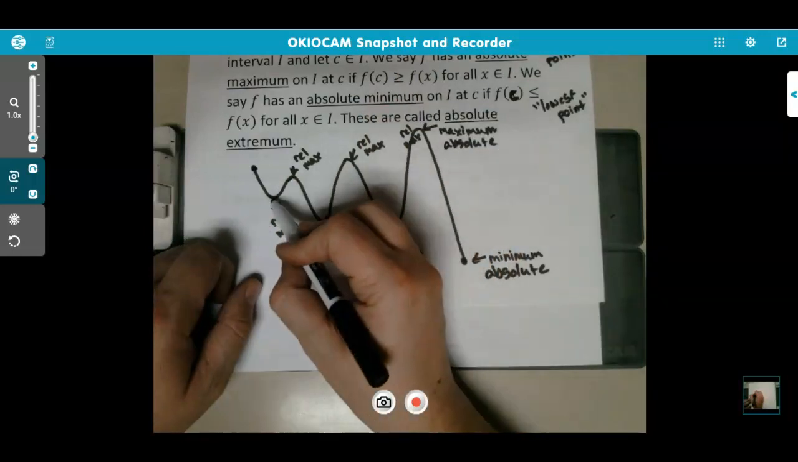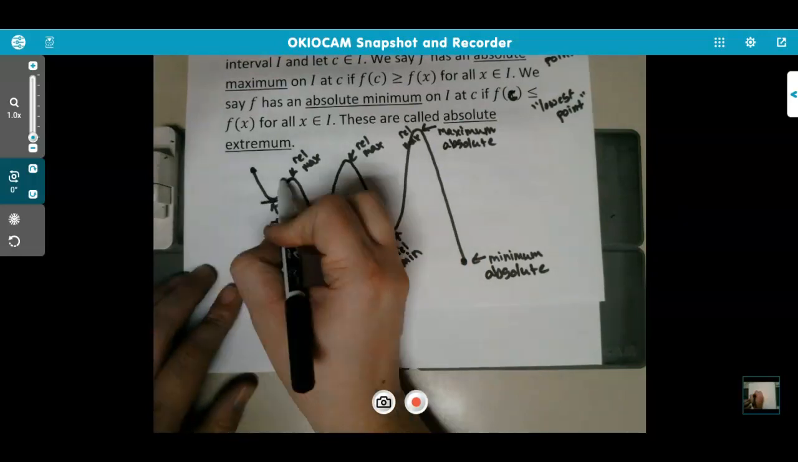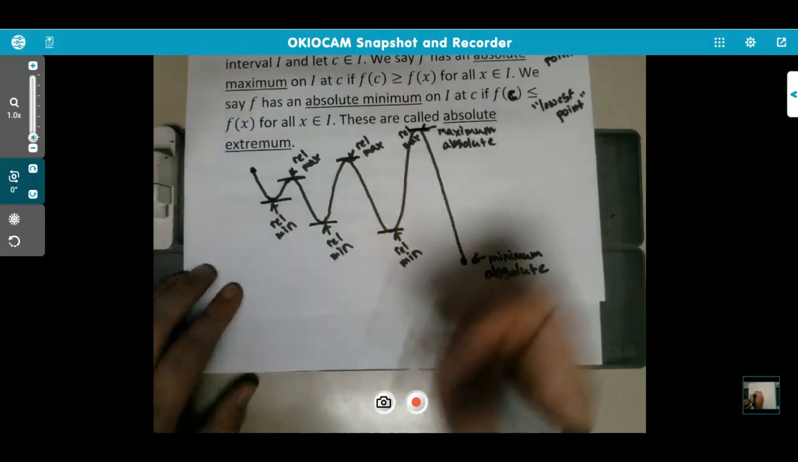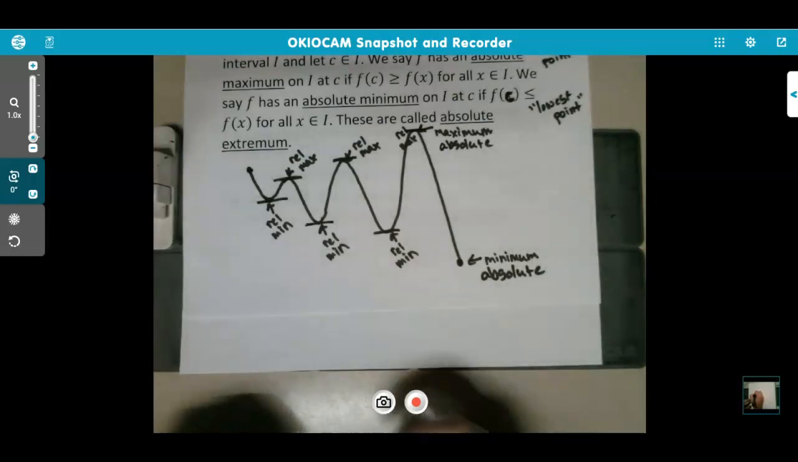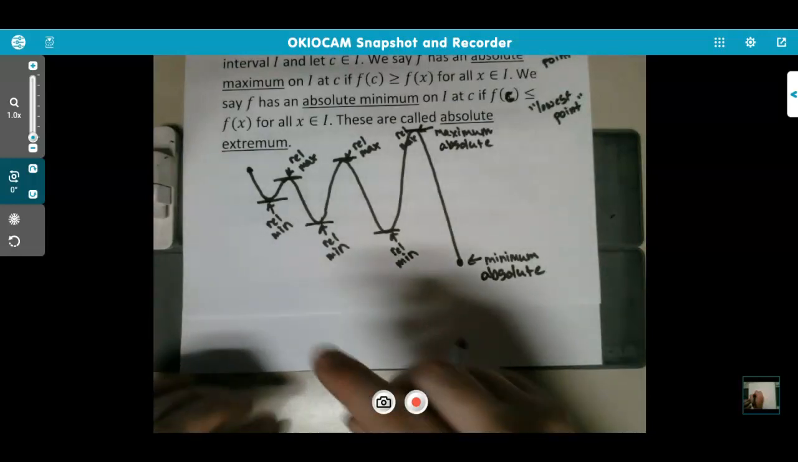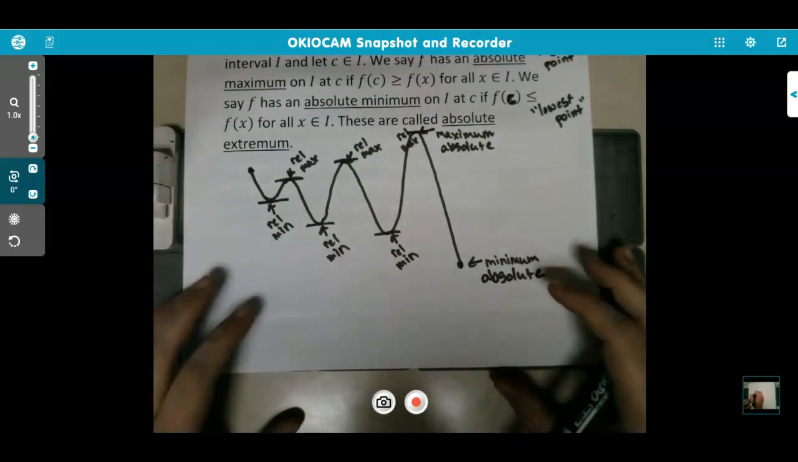If you look at this point, the tangent line right here is flat. The tangent line right here is flat. The tangent line right here is flat. Flat, flat, and flat. Remember we said when the tangent line is flat, that means its slope is 0. So these happen when the derivative is equal to 0. So what this means is this really neat and helpful fact right here.